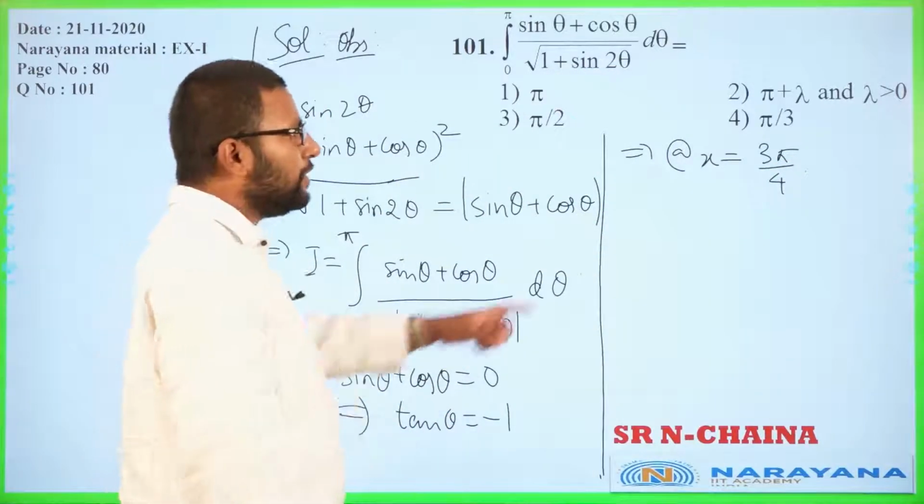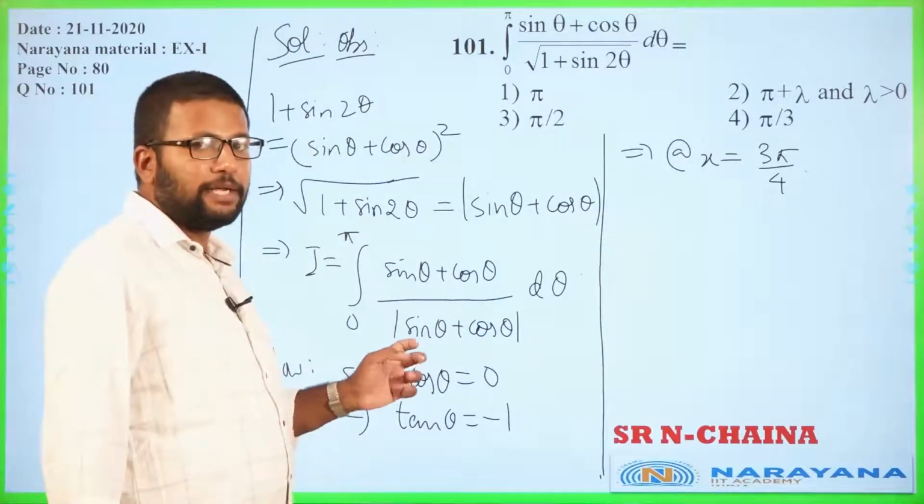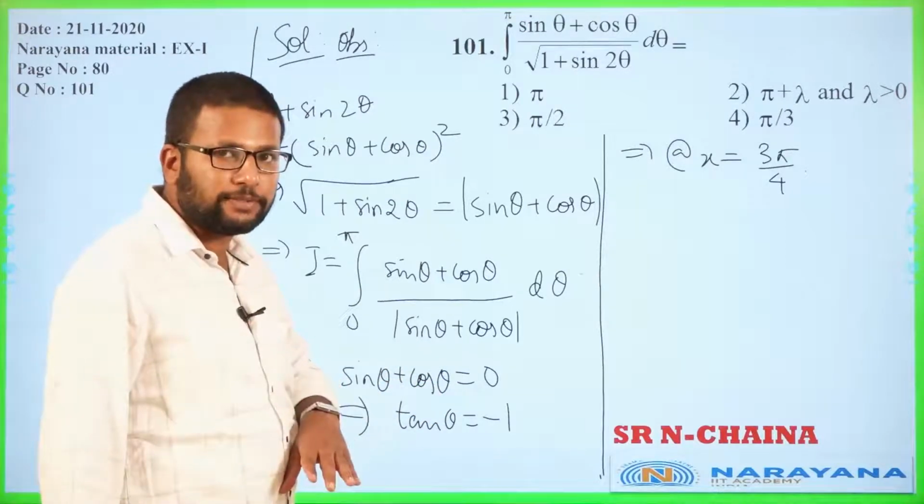So then why are we doing all this? Because we are asking when is this expression going to be positive, when is it negative, right? And we know for sure that sin theta and cos theta are both positive in the first quadrant.